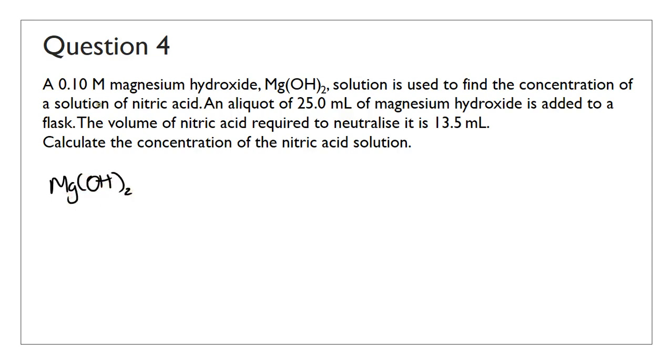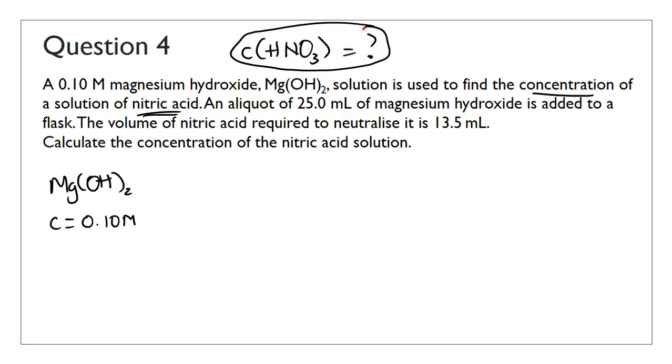Maybe I should do this question actually. The concentration is 0.1 molar. I don't know where to go from here yet. A 0.1 molar magnesium hydroxide solution is used to find the concentration of a solution of nitric acid. So the end game here is we want to find the concentration of nitric acid. So let's just write that somewhere to remind ourselves that this is the ultimate purpose of this experiment.